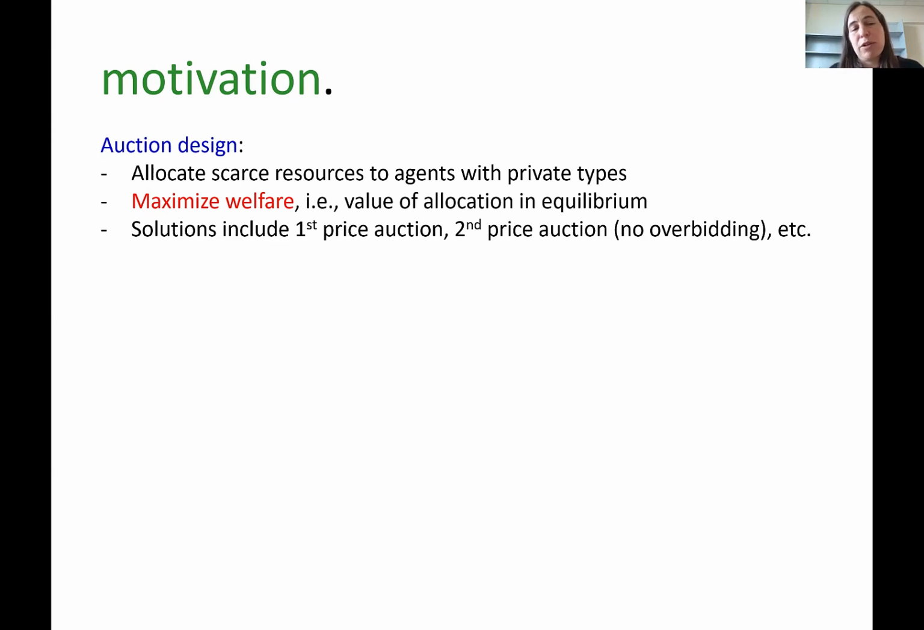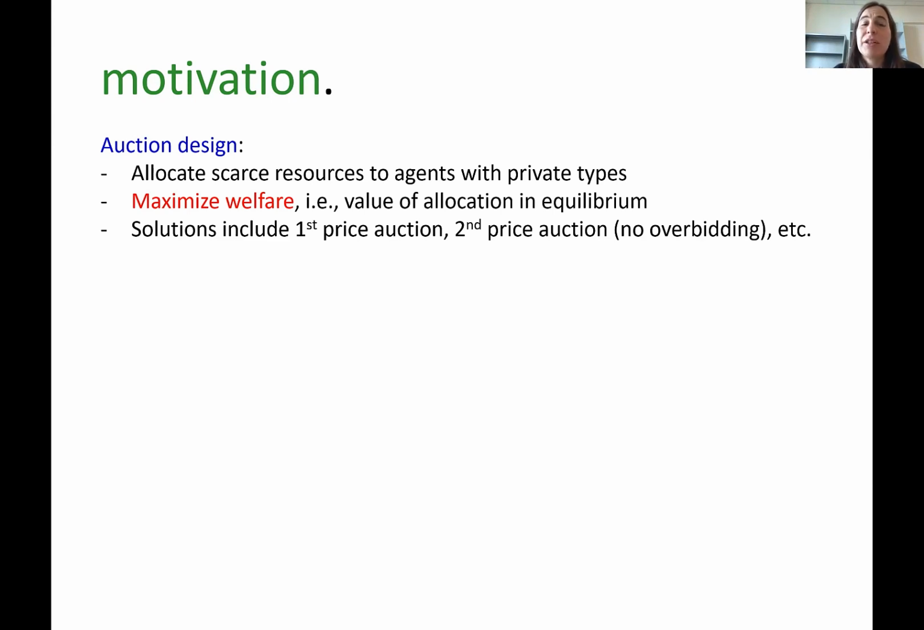And there are many objectives, metrics by which you might measure the quality of the allocation. The one that I'll focus on in this talk is maximizing welfare. So we want to use an auction to choose an allocation that's going to maximize the value of that allocation to the agents in the equilibrium. And this is a well-studied problem. I'm sure you all know many solutions to this.